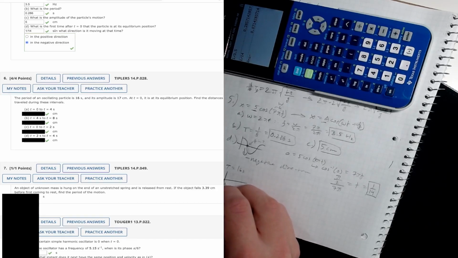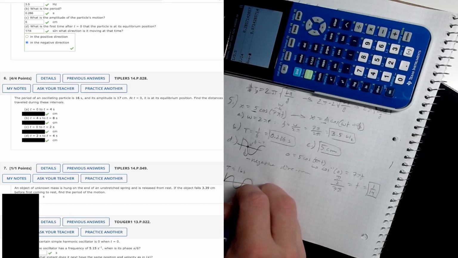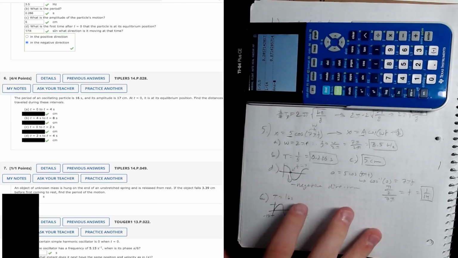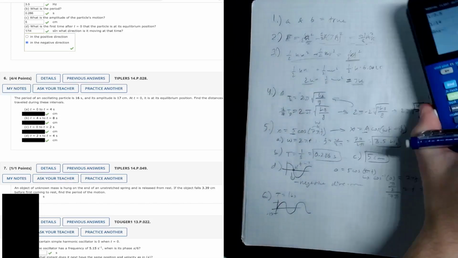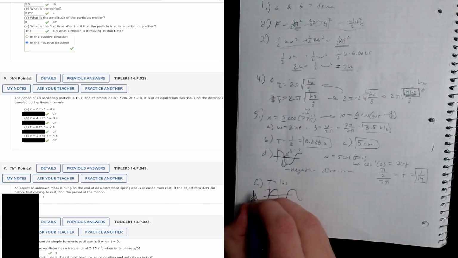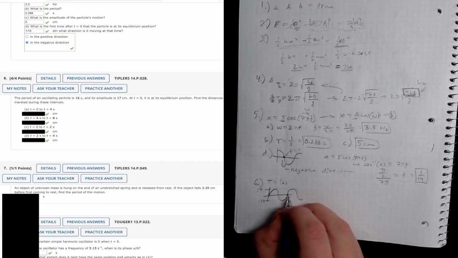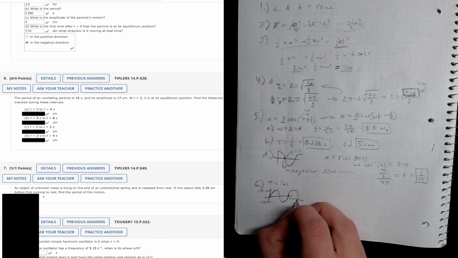It's at equilibrium position here at time equals 0. Amplitude 17. So up here, this is going to be 17, negative 17, right here. Oh god, I'm sorry guys, I'm off the thing. So now, 17, negative 17. We know that this period to get to here, time equals 16 seconds.